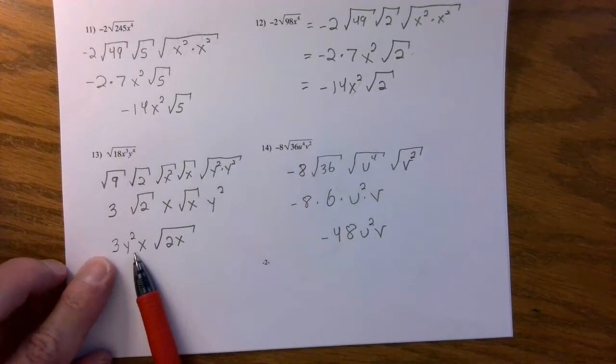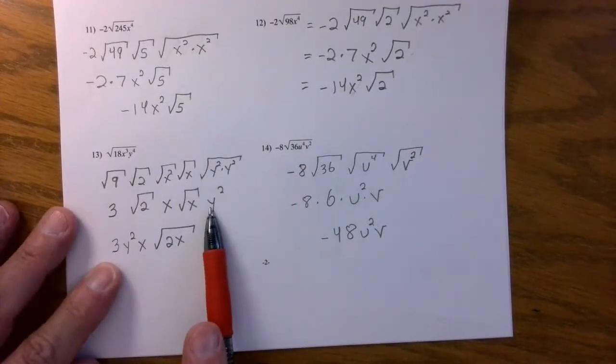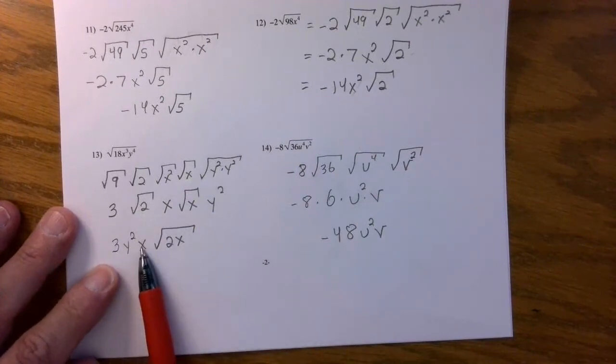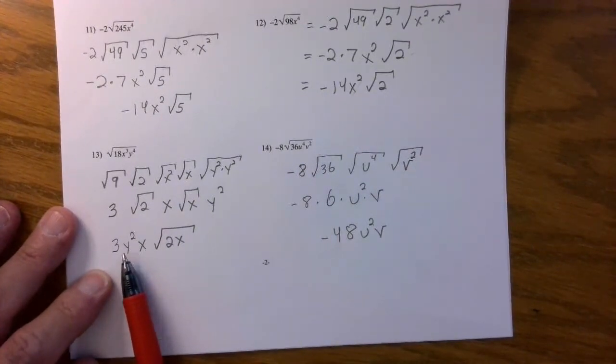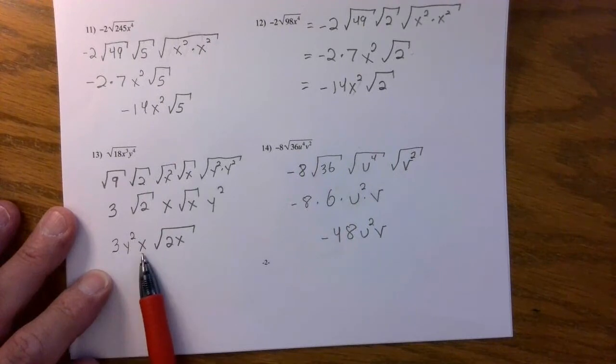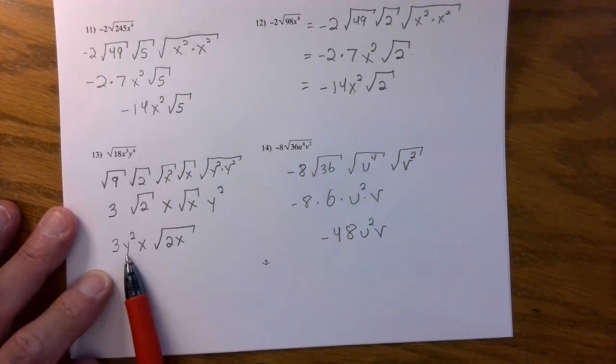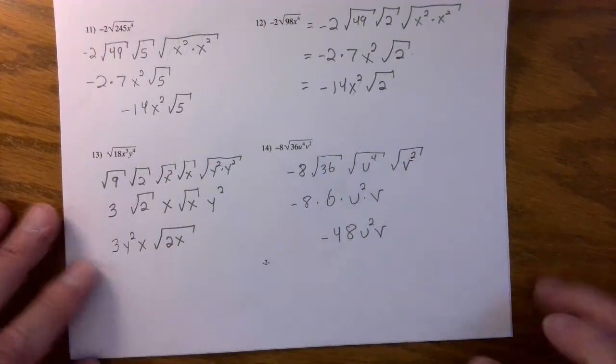Everything else is outside. And because there's two y's and only one x, it's proper to write the y first. Y squared x. All right, it's not that big of a deal. I'm just saying that's proper because there's more y's than x, so that will come first.